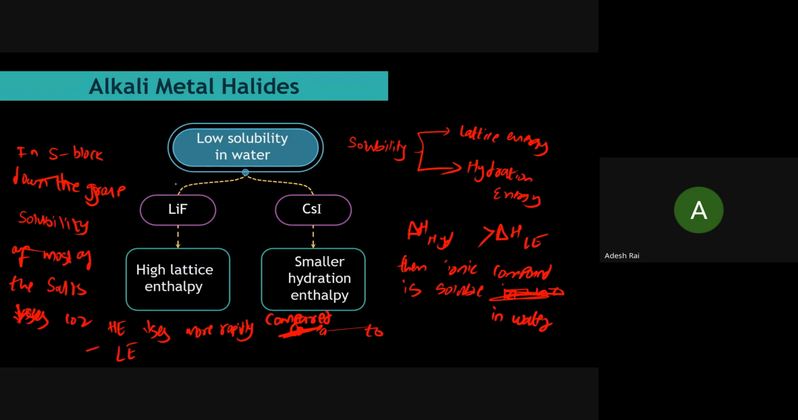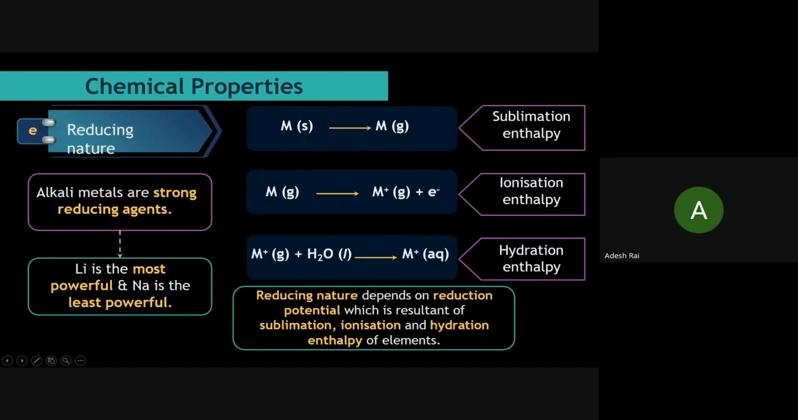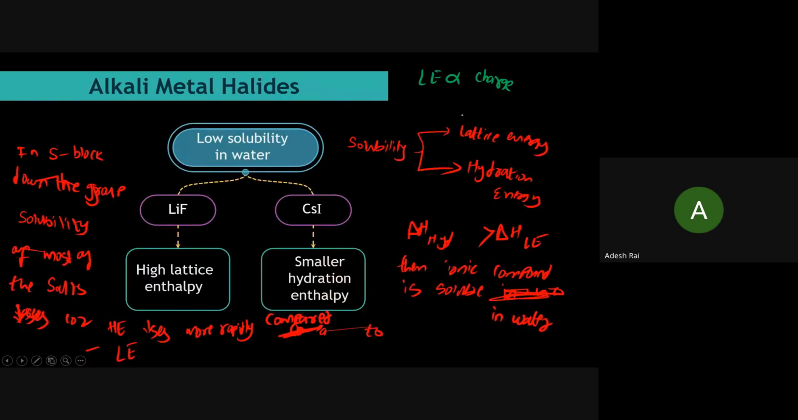Green pencil, okay? So for lattice energy, what do we say? We say that lattice energy is directly proportional to charge and inversely proportional to size. So charge is again the same, plus one and minus one on lithium and fluorine, but size is less. If size is less, then what will happen? Lattice energy will be more. Therefore, we have said high lattice enthalpy.